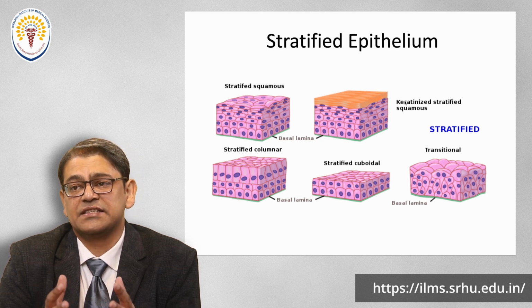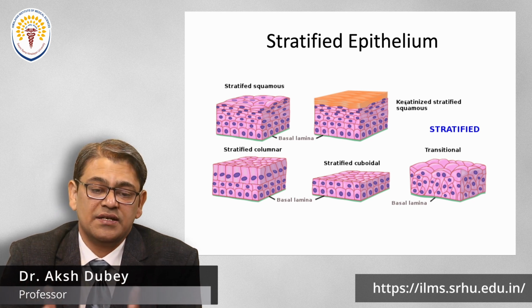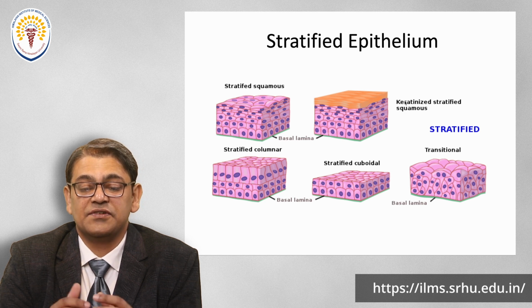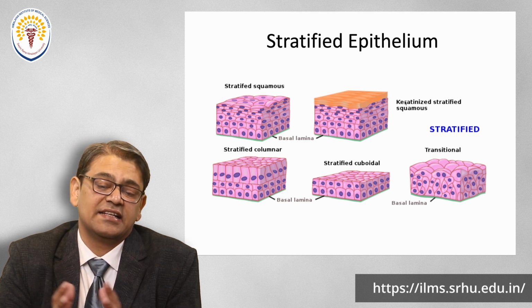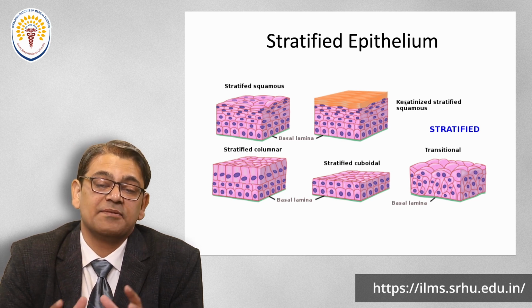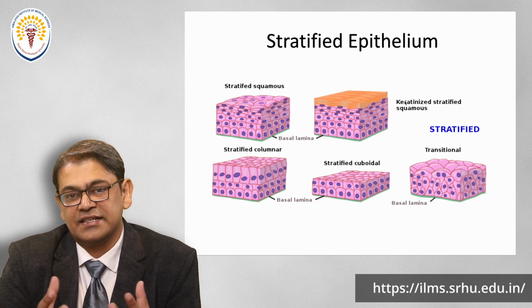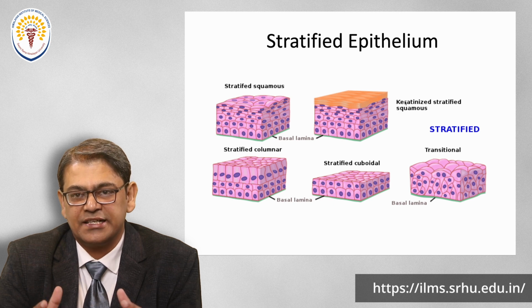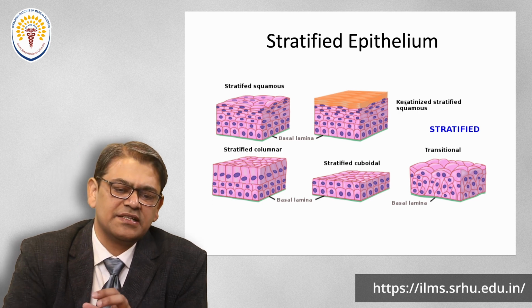At certain places this keratinization is very high, like in the palm and sole. If you increase this keratin, you can make the skin very strong, and this idea is taken up by martial art experts, who use their hands and legs as weapons and make the area more keratinized to hit hard. That is the advantage of keratinized stratified squamous epithelium.